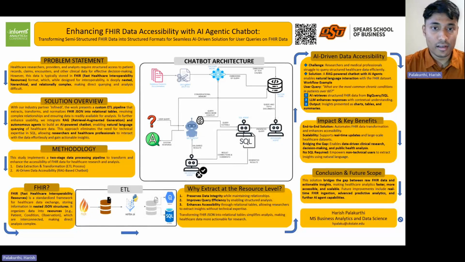I'm pursuing my master's in business analytics and data science at Oklahoma State University with the Spears School of Business. And today I'll be talking about my project that I'm going to present at the INFORMS Analytics Conference 2025, which is enhancing FHIR data accessibility with AI agentic chatbots. So we'll dive into that.